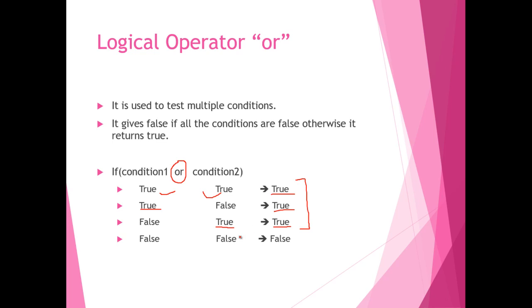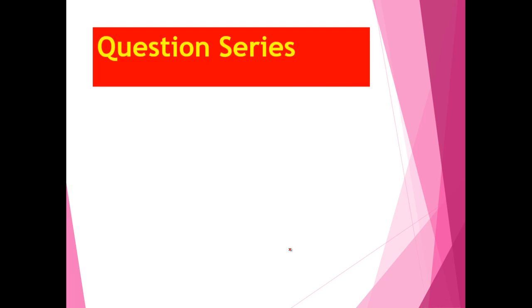When will you get the result as false? When both the conditions, like this one and this one, are false. Only in that case you get the result as false. So let us do some questions so that we can understand how to use these logical operators. Let's begin our question series.